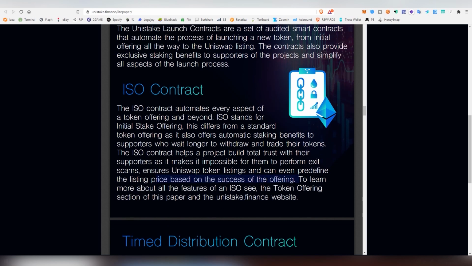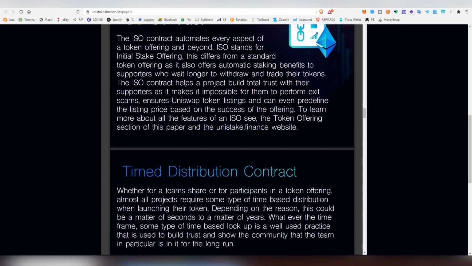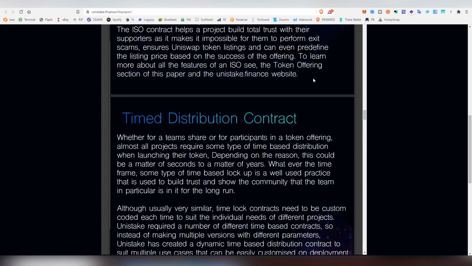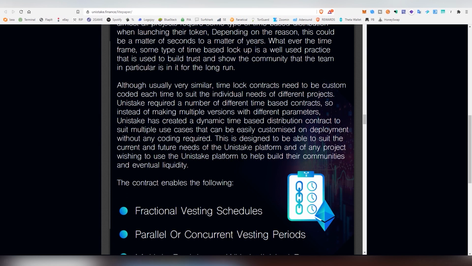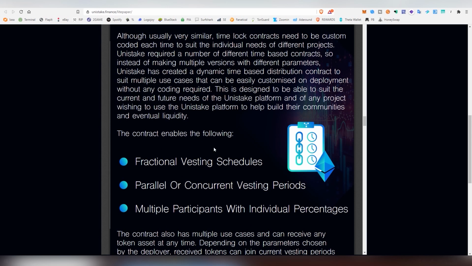That's how I understood it. And there's a section already. We're going to look at that in a second. There's time distribution contracts also. So you're going to be distributing the tokens after a certain amount of time or something like that. And here's all the different options and individual percentages.